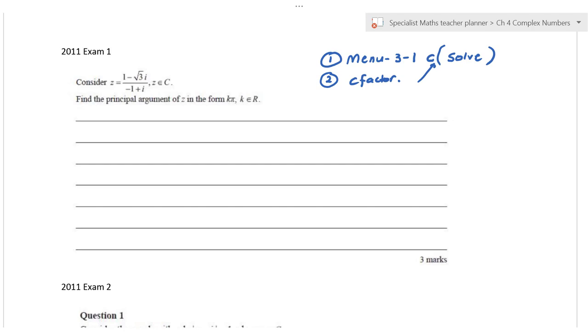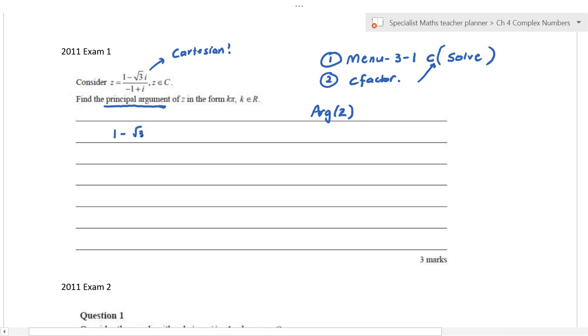Now it says here, find the principal argument. The argument of z is the angle we want to find. A lot of students will do this in Cartesian form, and I think that's wrong, because it's so much easier in polar form.